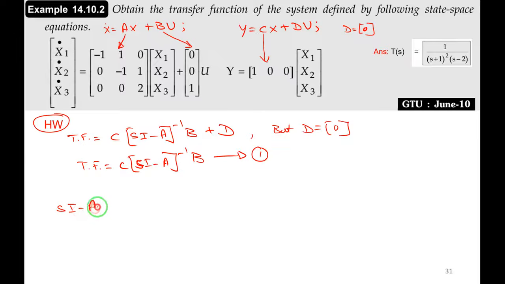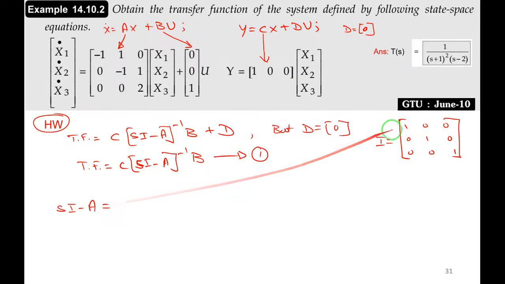SI minus A. What is the order of the matrix A? Matrix A is 3 cross 3, so I should also be 3 cross 3. The identity matrix is 1 0 0, 0 1 0, 0 0 1, of order 3 cross 3, and I have to multiply s with it. So I will multiply s and write it: s 0 0, 0 s 0, 0 0 s. I am multiplying s with the identity matrix.